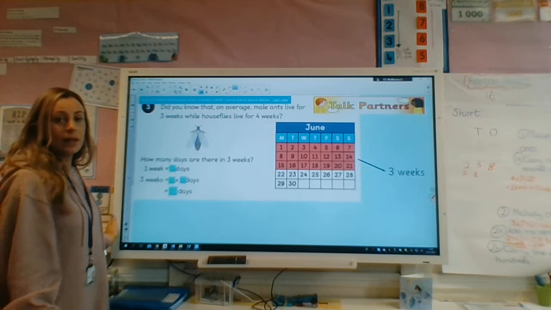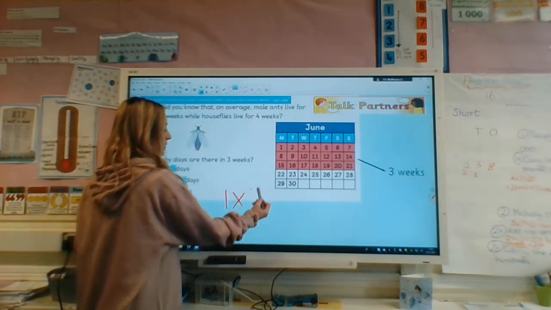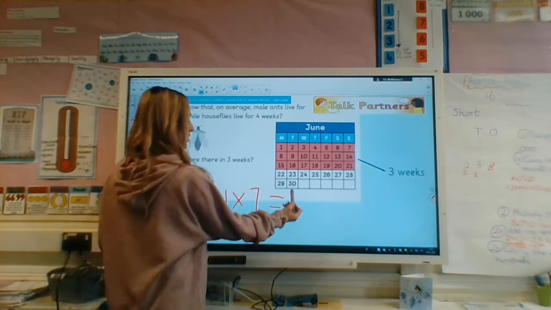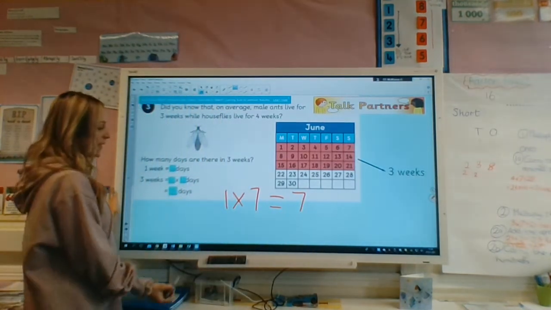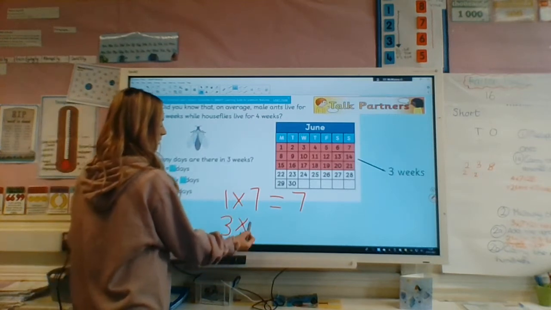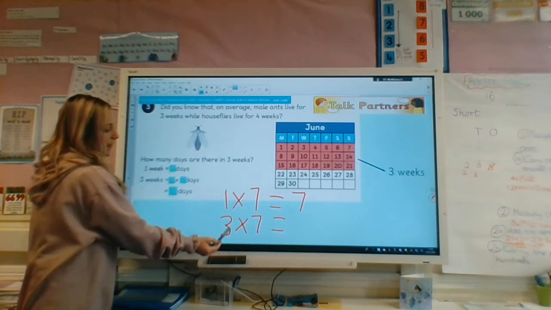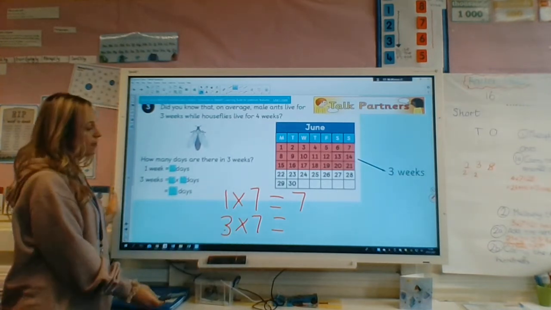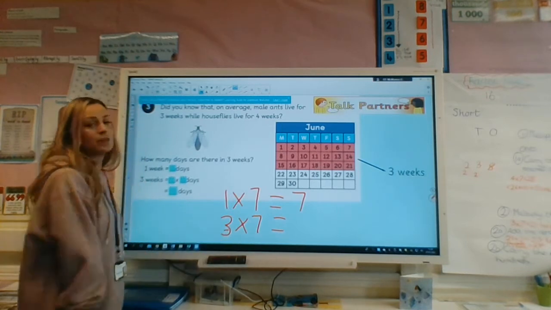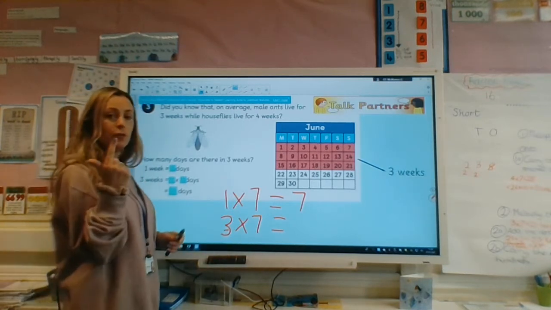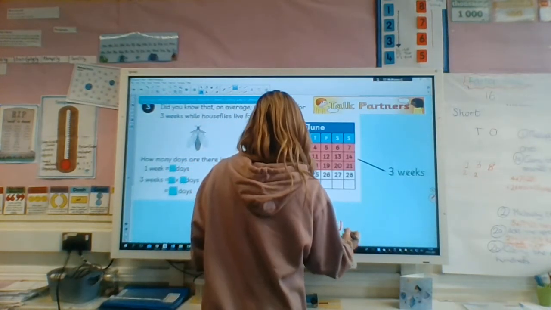Well, in 1 week there's 7 days, so 1 times 7, so 1 week would give you 7. So 3 weeks you'd have to do 3 times 7. So there are 7 days in 1 week and we're looking at 3 weeks, so 3 times 7. So if you don't know 3 times 7, you could do 7 times 3. So 7, 14, 21, 21 days.